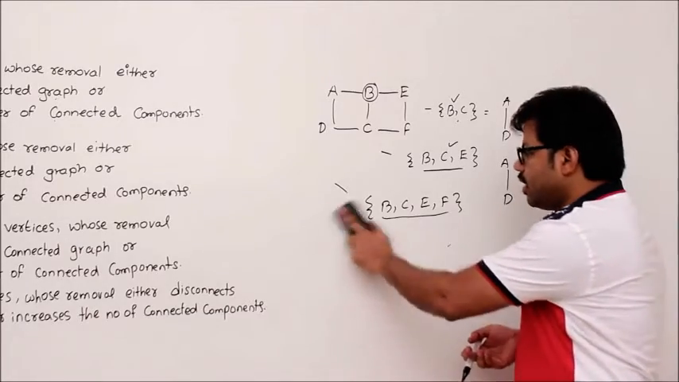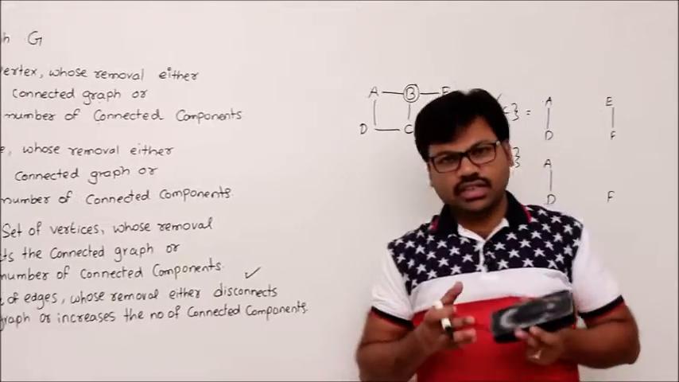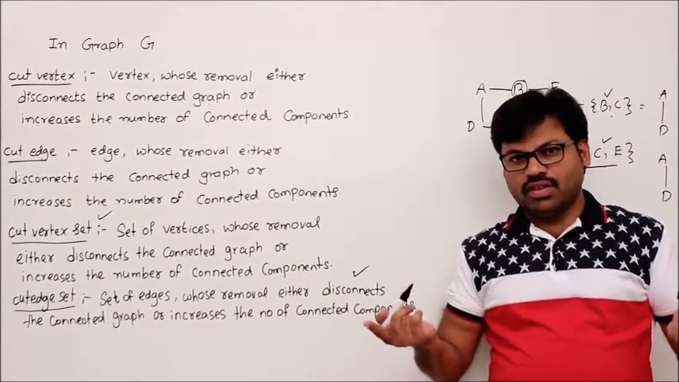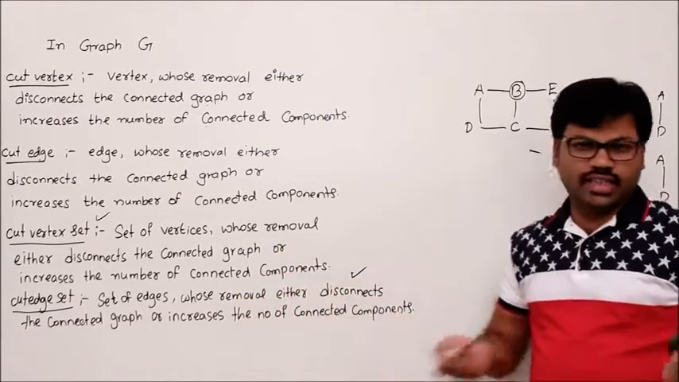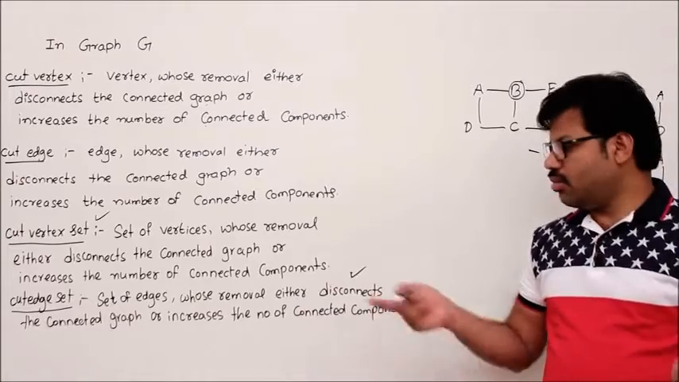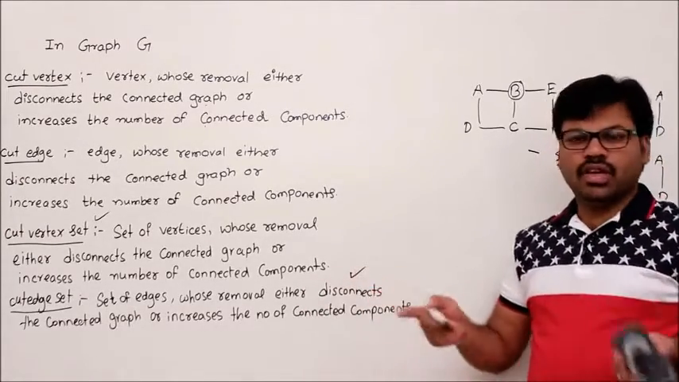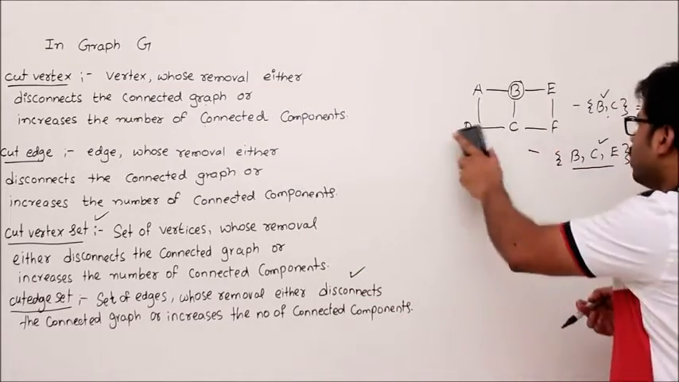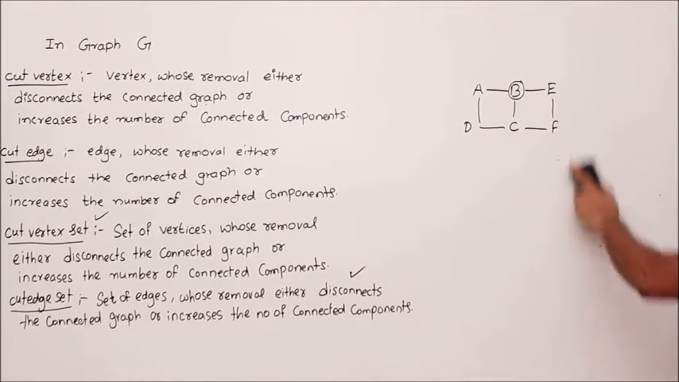Now we'll see the next concept, that is cut edge set. A cut edge set is a set of edges this time, like the cut vertex set, whose removal either disconnects the connected graph or the number of components should be increased. So the concept is the same, but here the cut edge set is a set of edges. Let's take the same example and try to find the cut edge set for this problem.